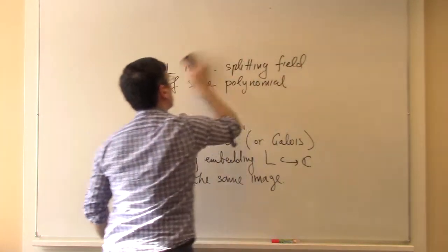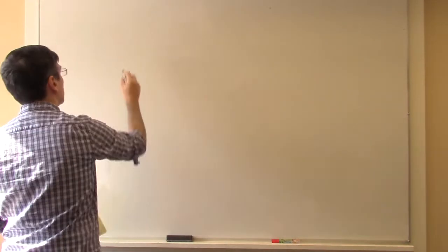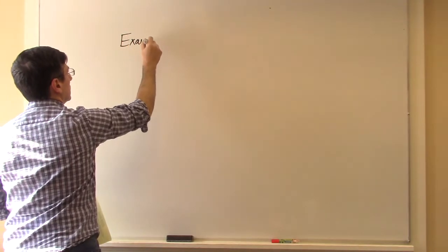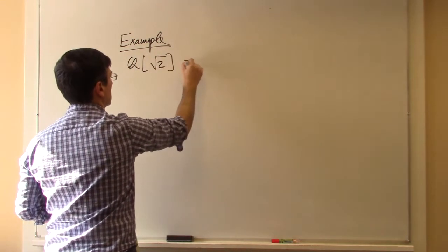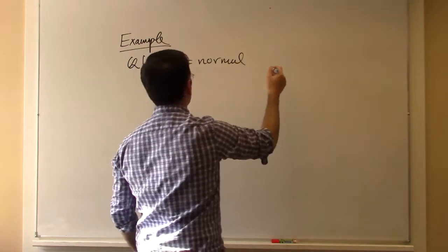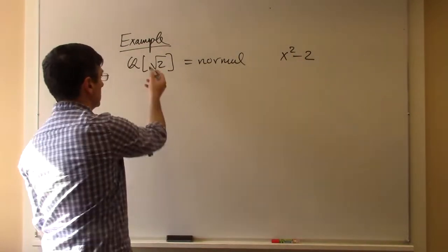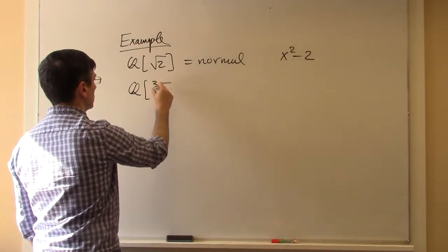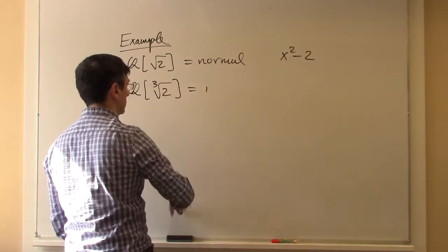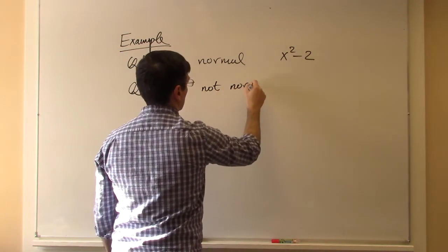So an easy example of a normal or Galois extension is Q adjoined the square root of 2. This is normal, right? The polynomial that we're considering is x squared minus 2, and the other root is just the negative of the square root. And if you take the cube root of 2, this is not normal.